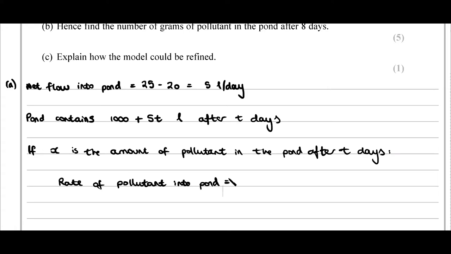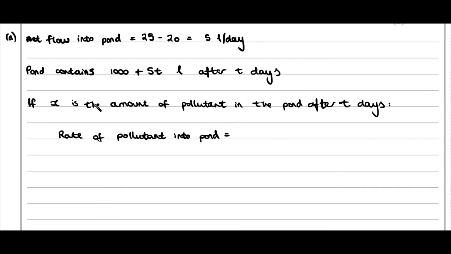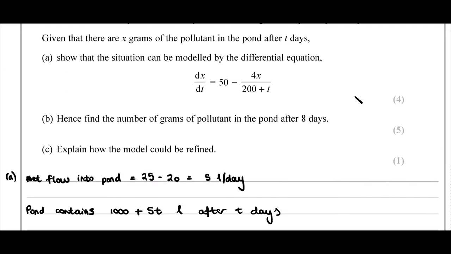this will equal, if we go back to the question, we see that the contaminated water contains 2 grams of pollutant for every litre of water. We have 25 litres going in, so therefore the rate of pollutant into the pond will be 2 multiplied by 25, which is equal to 50 grams per day. So maybe it would help if we put the units on. We have grams per day. And the reason we want grams per day is because here we have dx over dt, which represents the mass per time.